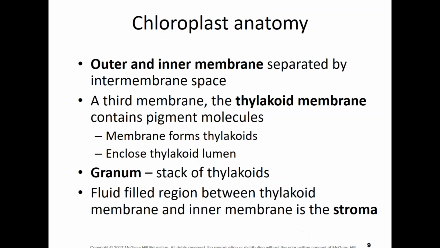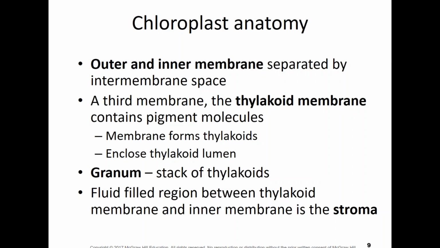Okay, so the anatomy of a chloroplast. If you remember when we were talking about cell organelles, chloroplasts are kind of like mitochondria in that they have an inner membrane and an outer membrane, but they're arranged in slightly different ways. The inner membrane is not folded like it is with the mitochondria. They have an inner and outer membrane, and they have a space in between the two called the intermembrane space. But there's also a third membrane in a chloroplast, and that is the thylakoid membrane.